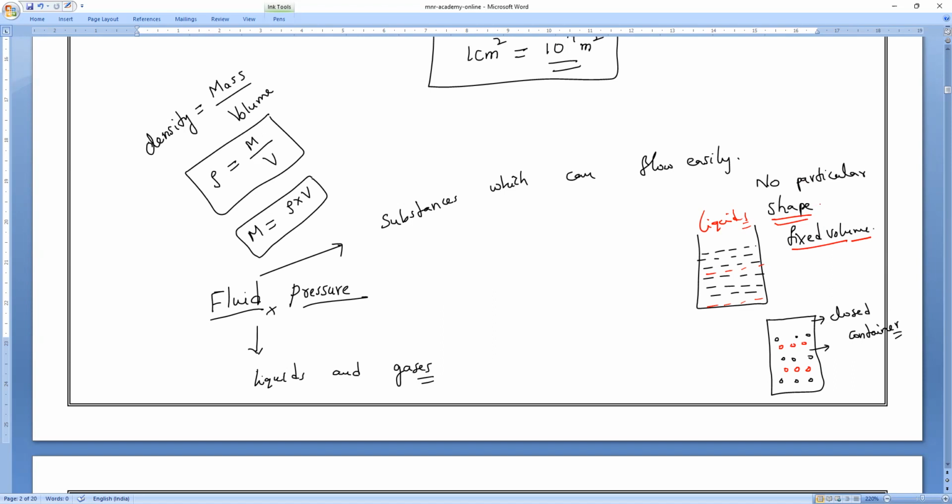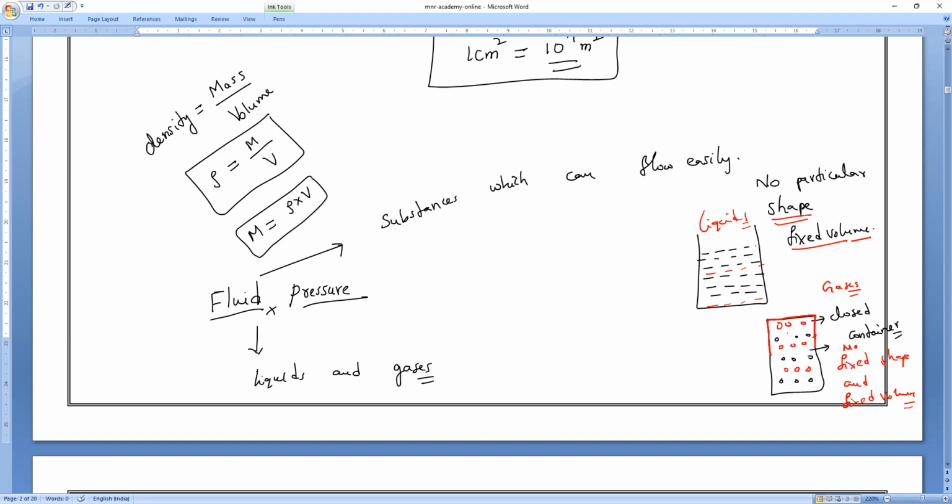But in gases, they do not have a fixed shape and they do not have a fixed volume either. So they always have to be kept in a closed container, because otherwise they will escape.